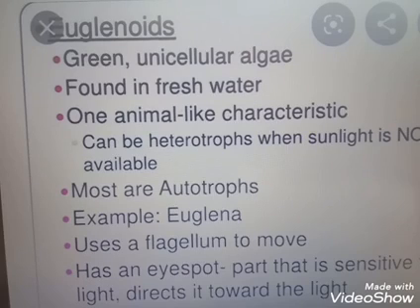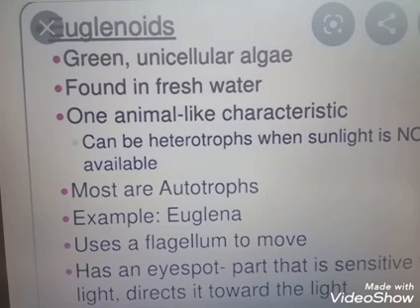Then mainly 2 organelles. The organelle is the eye spot, E-Y-E, eye spot, and a photoreceptor that helps the organism to stay near the light. Reproduction is by cell division; sexual reproduction is absent in euglenoids. So here we are discussing the third category of the kingdom Protista.